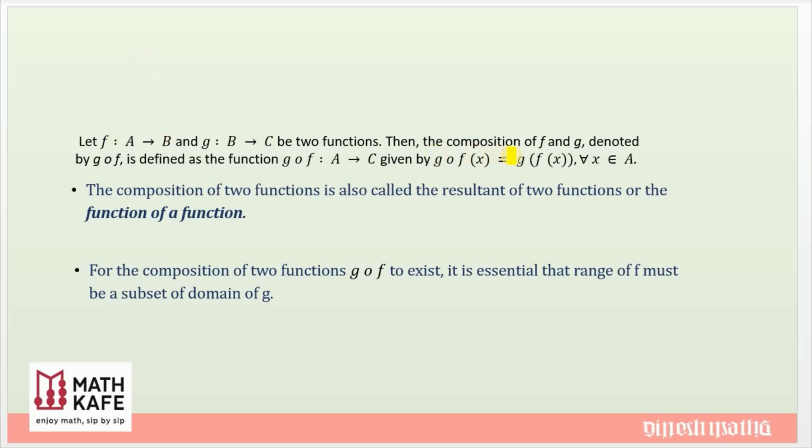Then the composition of f and g, denoted by g composition f, is defined as the function from A to C, and (g∘f)(x) is equal to g of f of x. It just means in g, x should be replaced by f of x. The composition of two functions is also called the resultant of a function or function of a function. For the composition of two functions to exist, it's essential that the range of f must be a subset of the domain of g, otherwise it will not work.